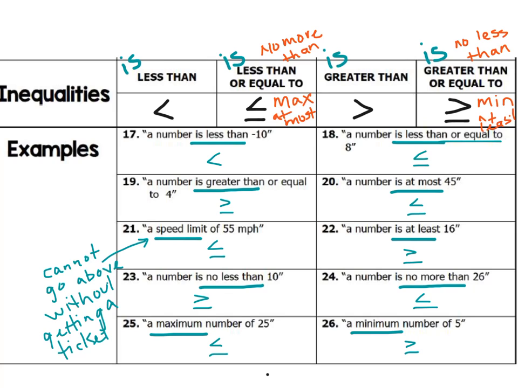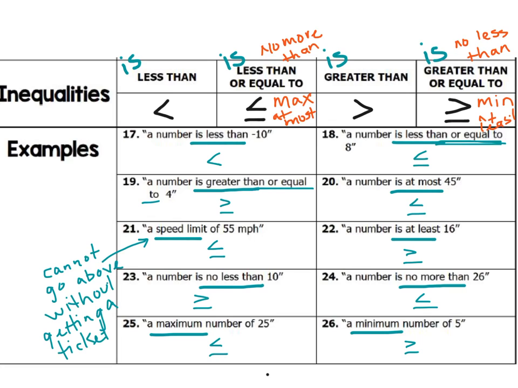I didn't put the letters or variables, and I also haven't put the constant terms in. I just wanted to focus on the inequality itself. Okay, so "is less than", I forgot to underline, "is greater than or equal to" here in number 19. 18 also has the "or equal to."